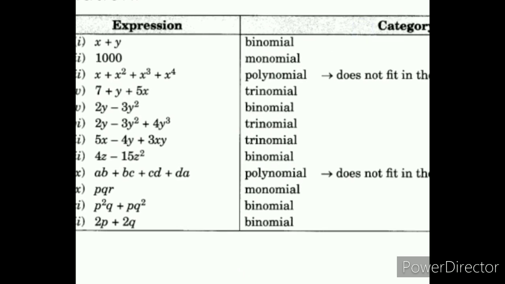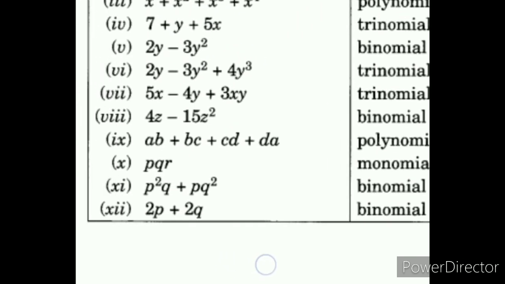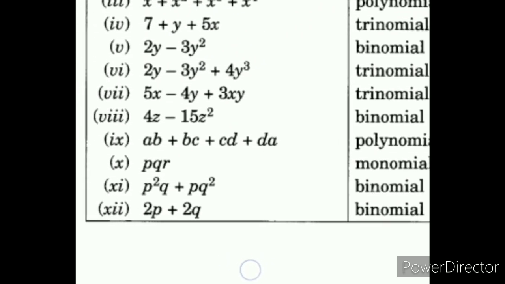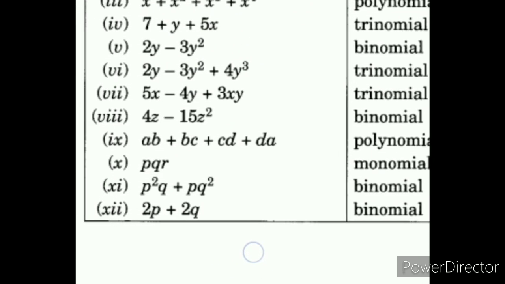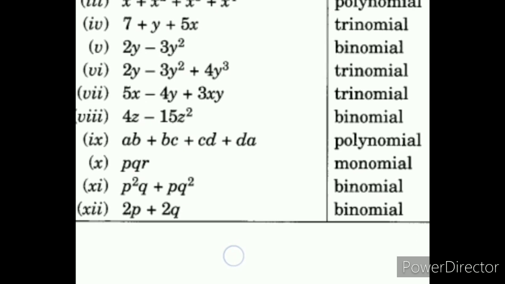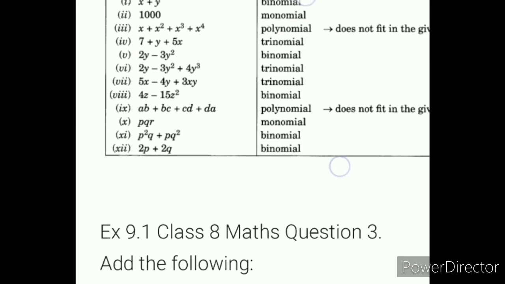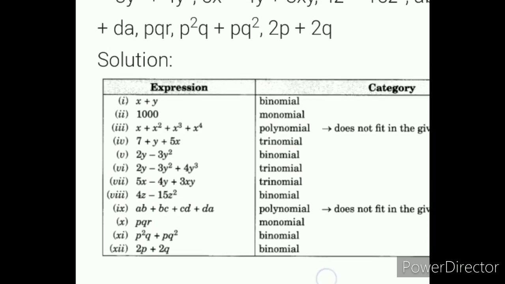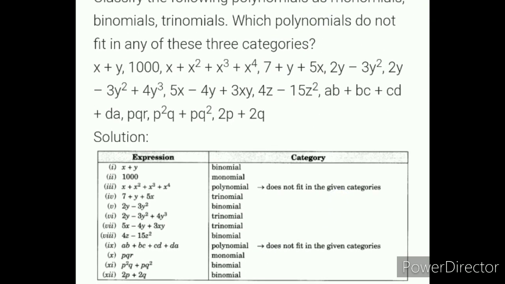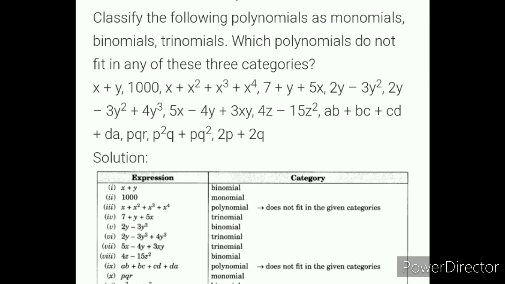It also does not fit in the given categories, because only 3 categories are given, which are monomials, binomials and trinomials. So it does not fit because it has 4 terms. Generally we can say polynomial, not only 4 terms; it may have 5 terms, 6 terms, 7 terms. If there are more than 3 terms, they are called polynomial or multinomial. Next, 10th one, single term, monomial. 11th one, binomial. And 12th one, binomial. So these are all easy, you learned them last year itself. Both the questions, you copy down in tabular form only.